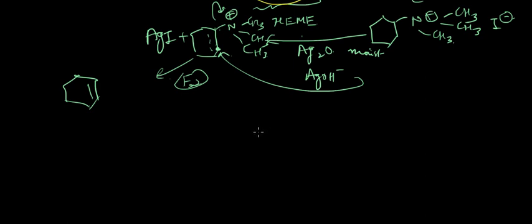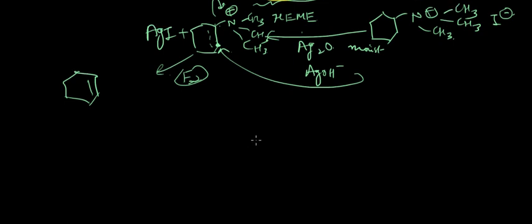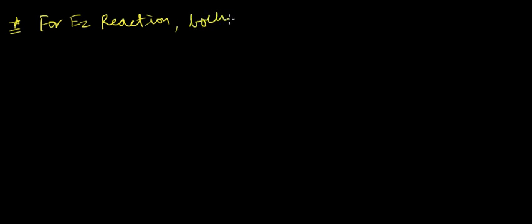Okay, now let's talk about some important note. For E2 reaction to happen, both groups must occupy axial position in case of cyclohexane. And if any of the groups is at equatorial, then no E2 reaction will take place. Okay, so let me first write it down: for E2 reaction, both groups must occupy axial position.